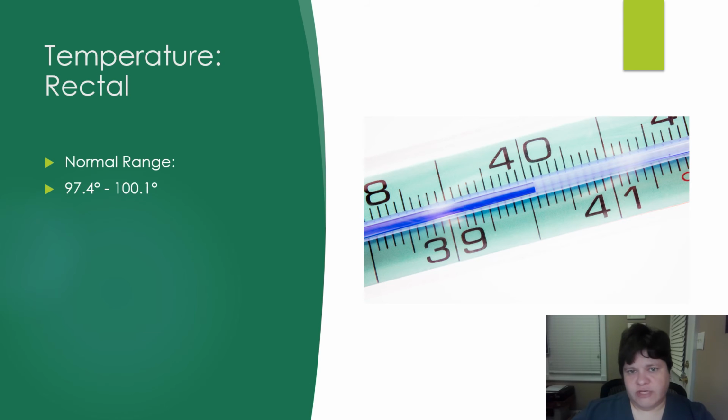The temperature range for rectal is 97.4 to 100.1. Rectal is typically going to be 1 degree warmer than what you would get orally. So let's say you get somebody's rectal temperature is 100, then you can estimate that the oral temperature would be about 99.